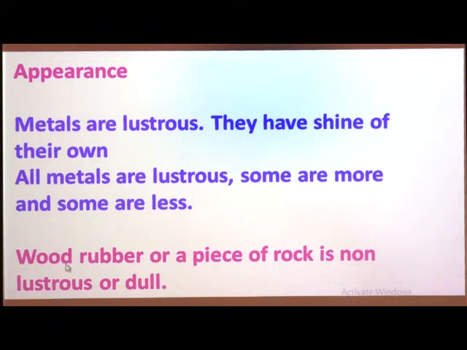Now we will see about the wood. Wood or rubber or a piece of a rock is non-lustrous or dull. Now we have seen the metals which are shiny. So there are few things like wood, rubber or a piece of rock which are non-lustrous. That means those are non-shiny. They are not metals. So they are not shiny. This is about the appearance.